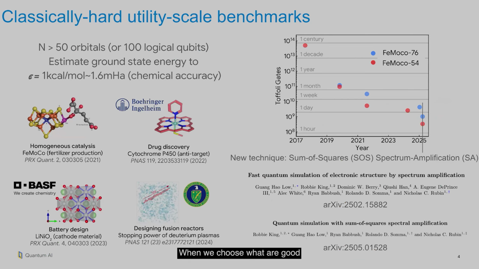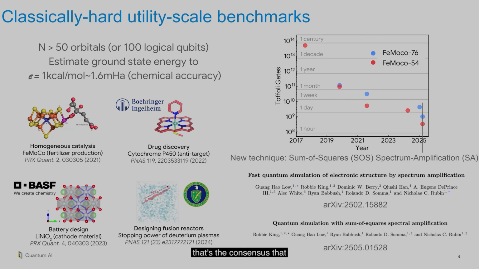When we choose what are good utility scale problems, it's also important that these problems are not too easy to solve classically. Because if you could solve them classically, you wouldn't have a need for a quantum computer. So you need to thread the line: it needs to be useful, it needs to be classically hard, it also needs to be quantumly easy. There are not too many problems that fit all of these criteria, but for the case of chemistry, where you have some number of orbitals n, so this is an active space representation.